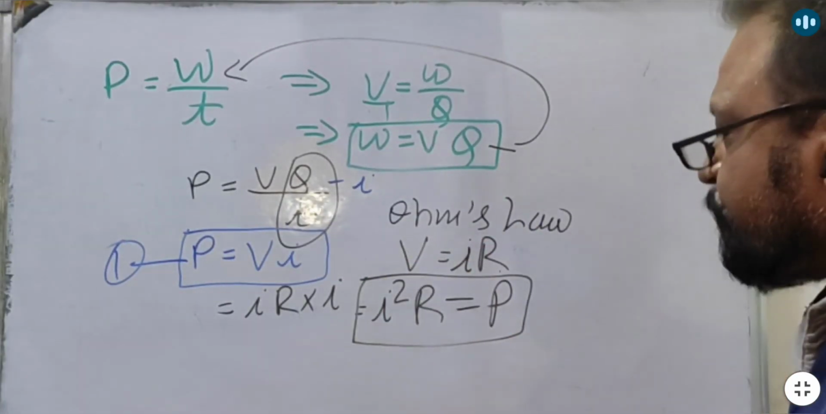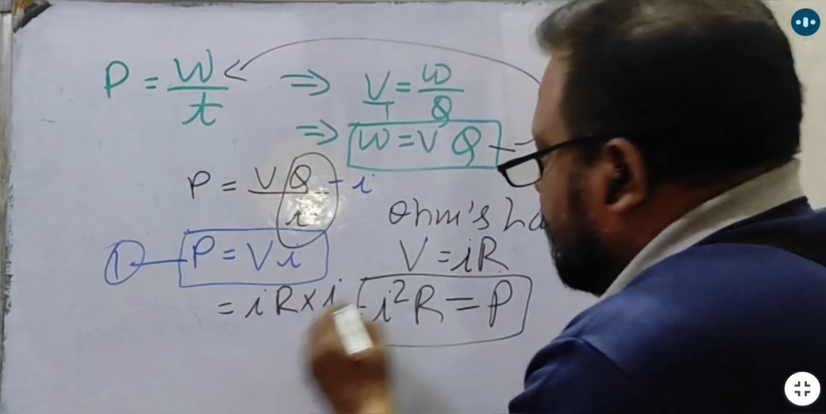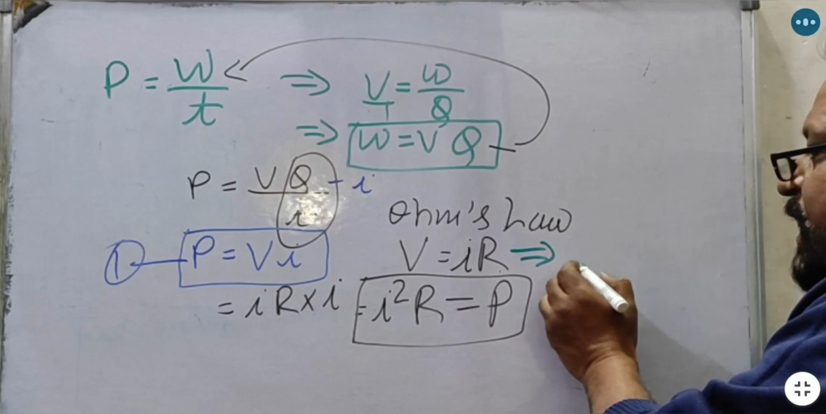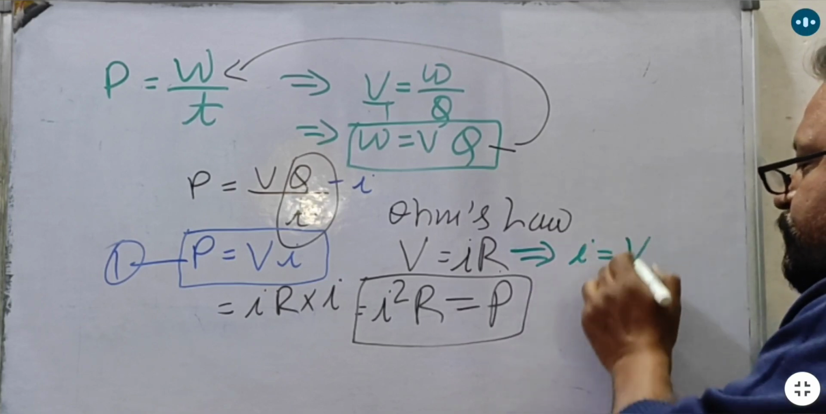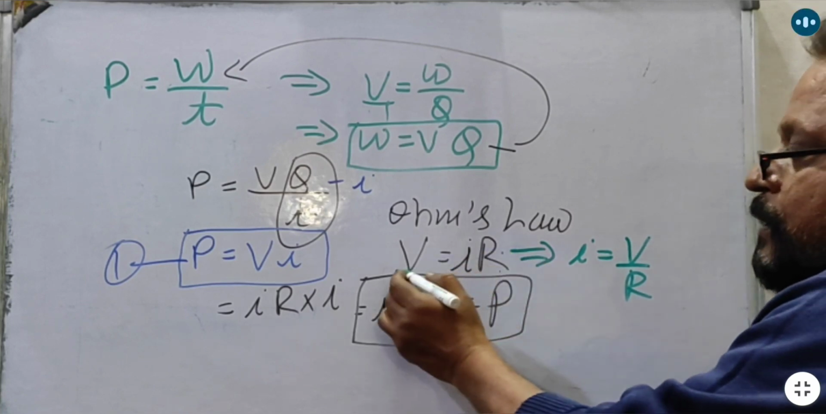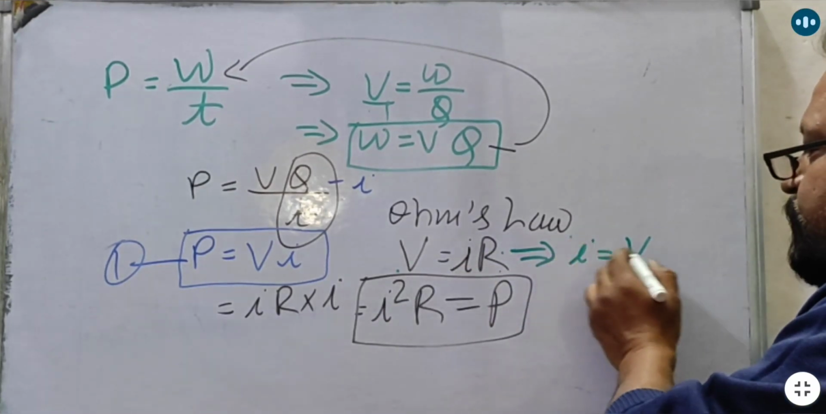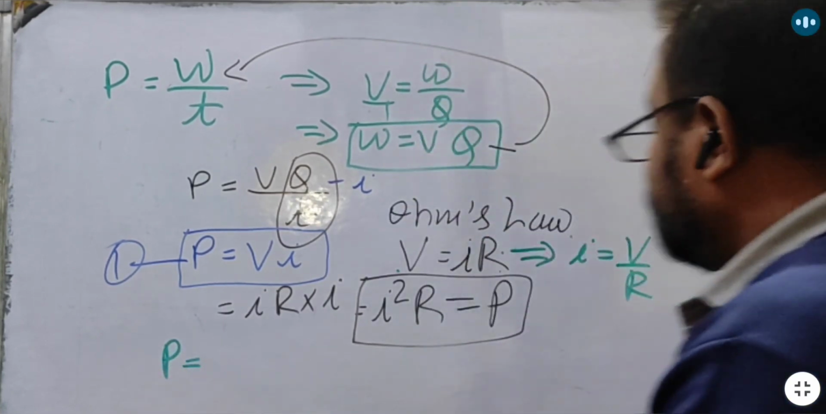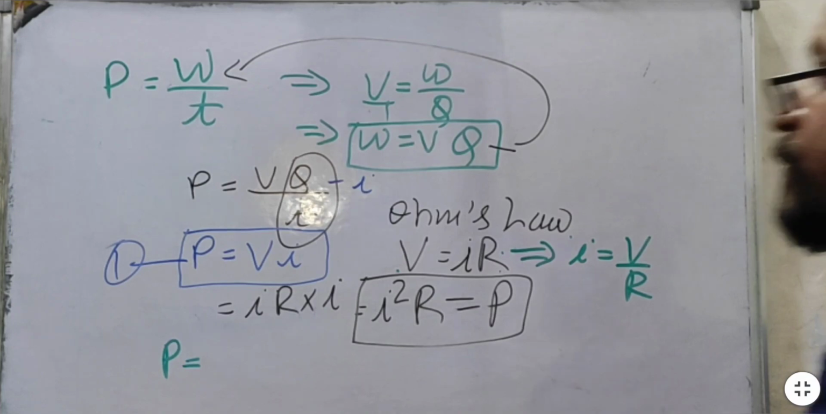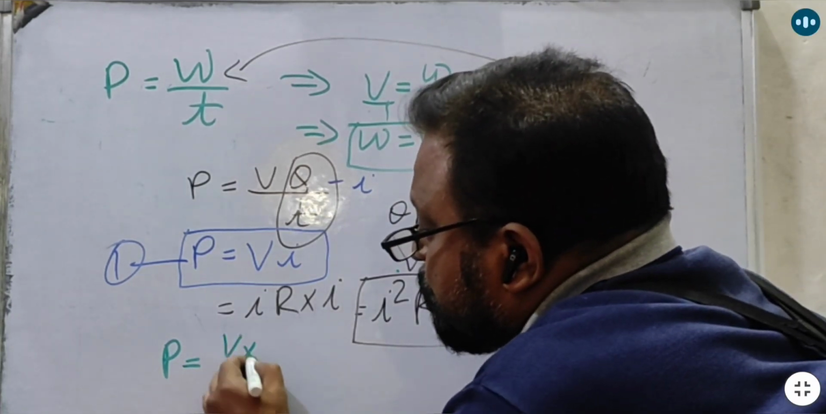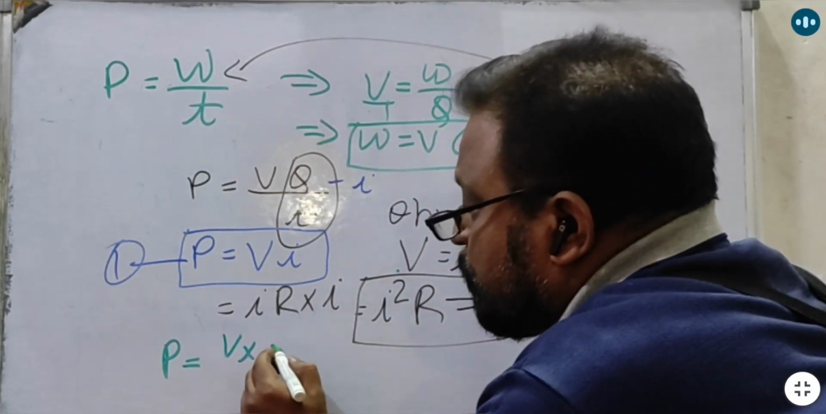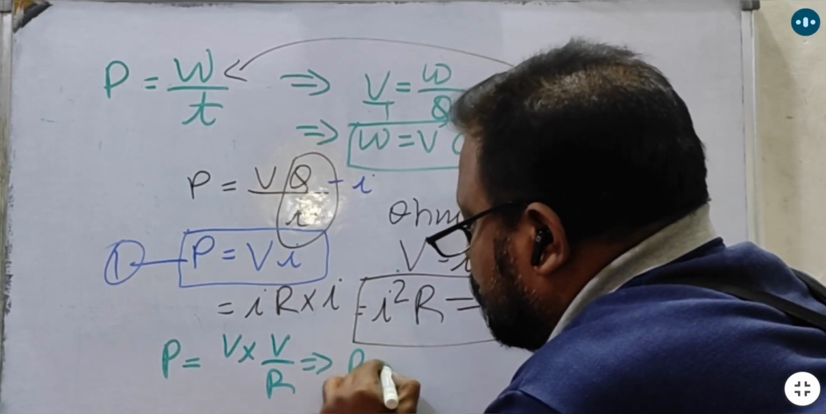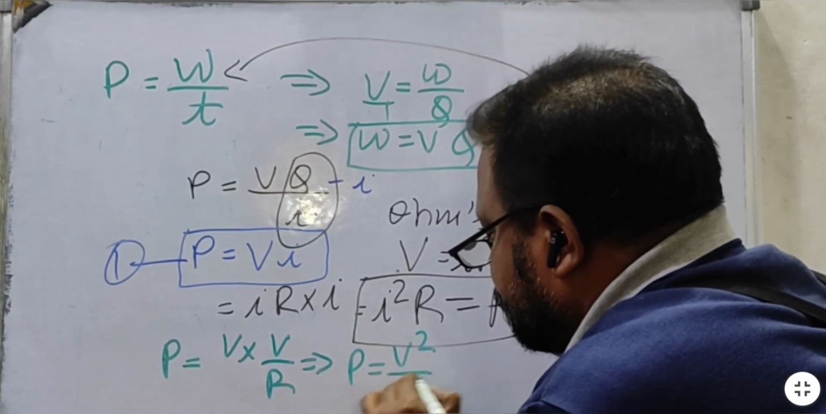So now we can write this Ohm's law. I is equal to V upon R. Bring this R in the denominator, so I can be written as V upon R. So if I put I is equal to V upon R in P, it becomes P is equal to V square upon R. Getting?